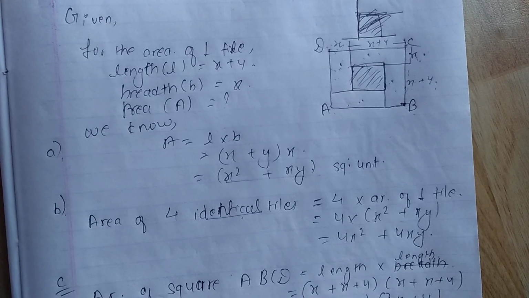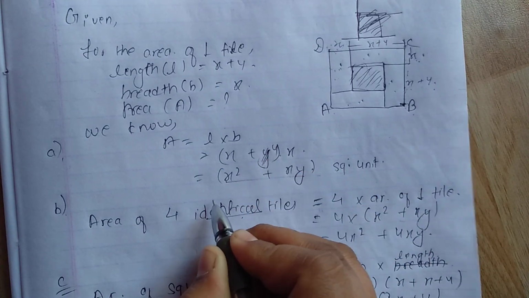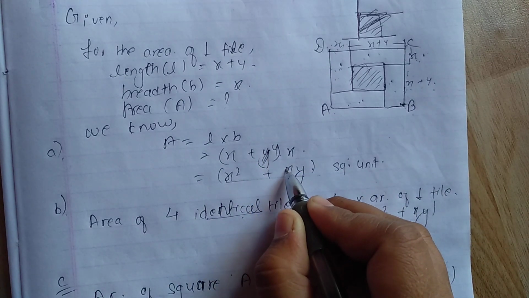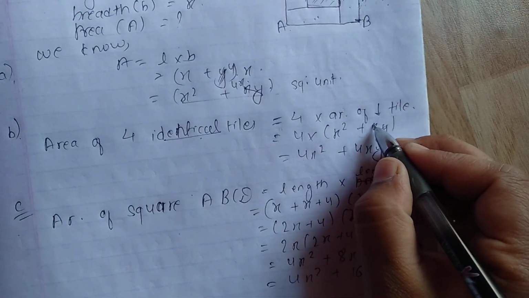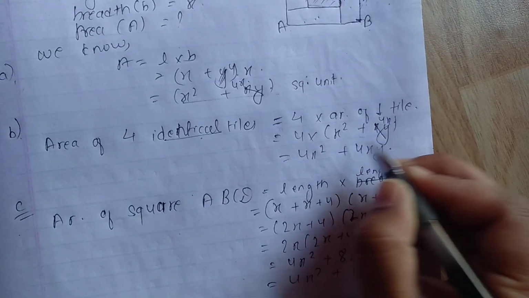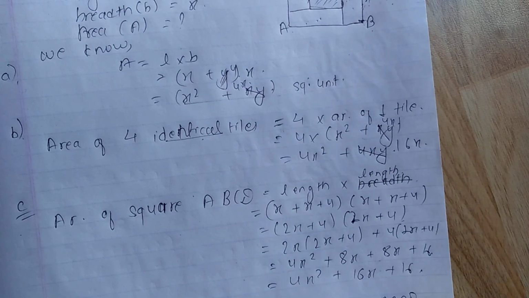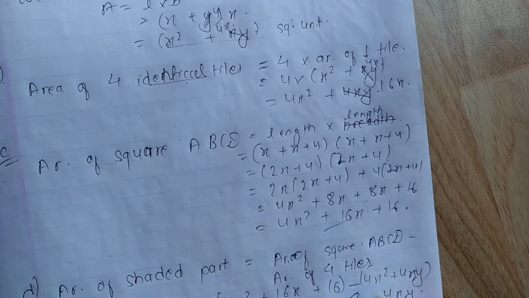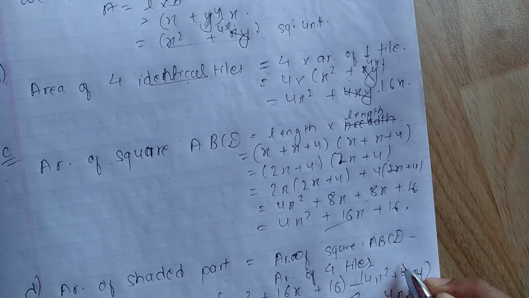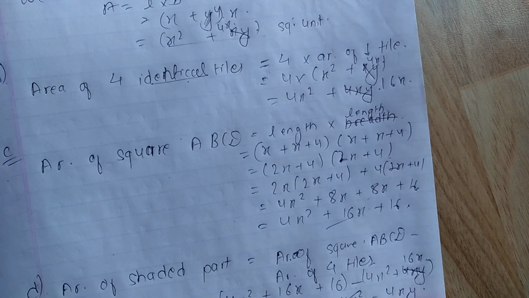Alright, here I have written x plus y, which is actually x plus 4. Okay, so x square and here it will be 4x. Again here also it will be x square plus 4x. So 4x square and 4 for the 16x will be there. This one is correct. Okay. Now if we talk about this one, then here also it will be 4x square plus 16x.